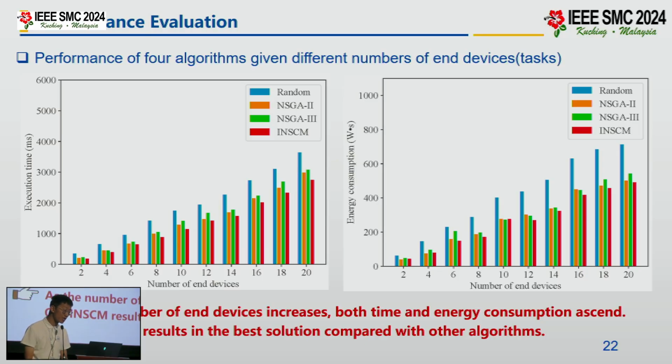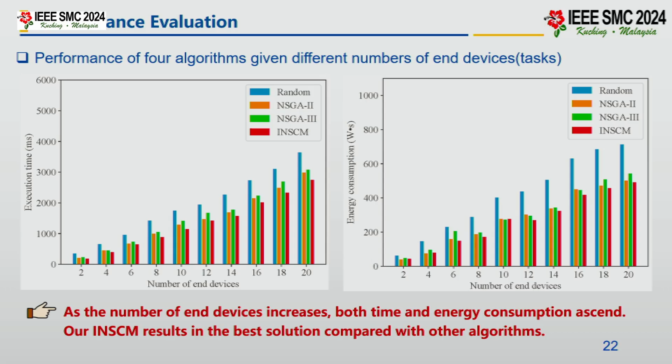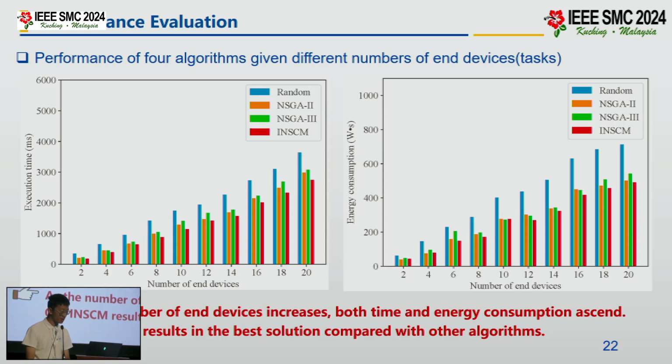Here comes the comparison experiment. We do some comparison experiments and we fix the number of edge services at 10 and increase the number of end devices from 2 to 20. So you can see as the number of end devices increases, both time and energy consumption ascend. And our algorithm harvests the smallest time and energy consumption in most cases.